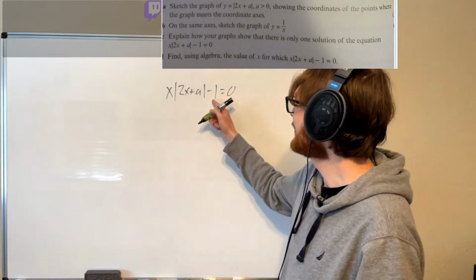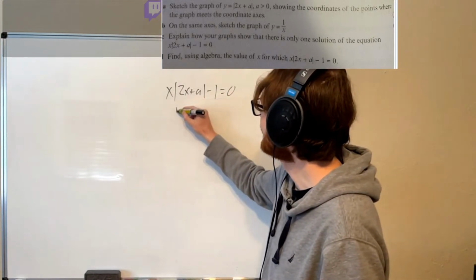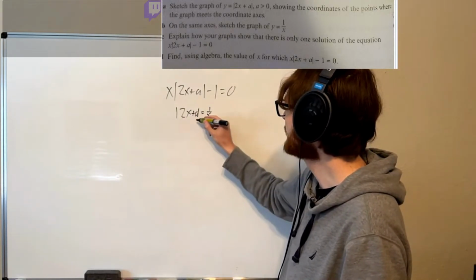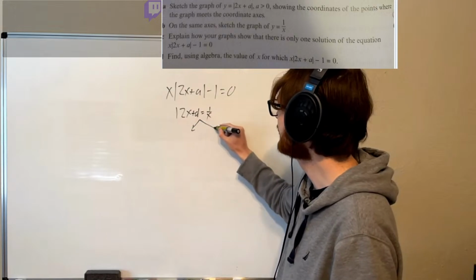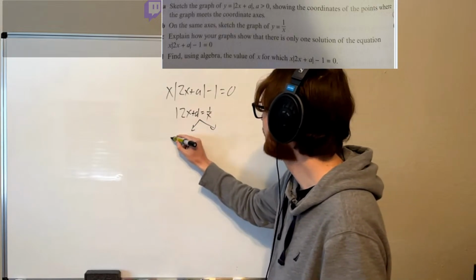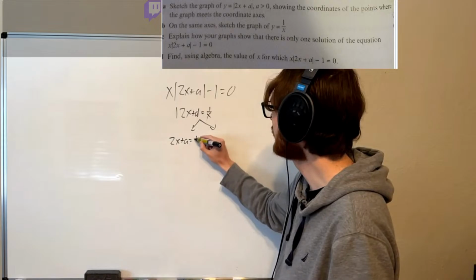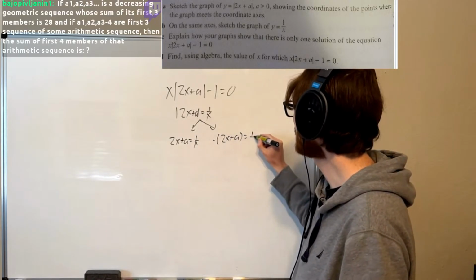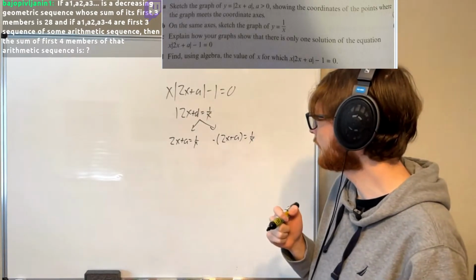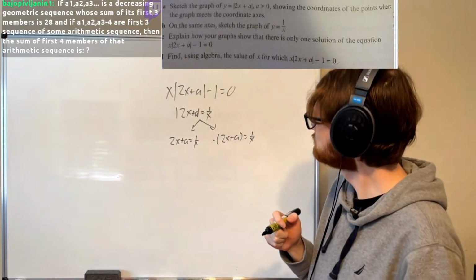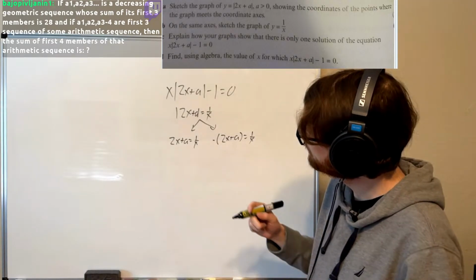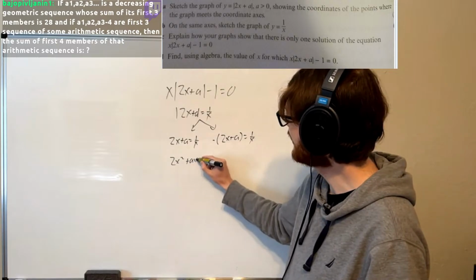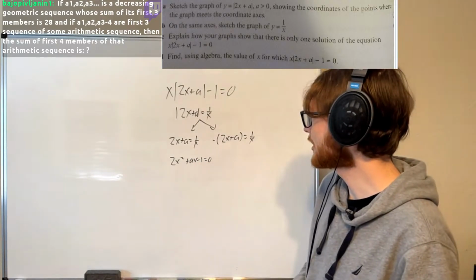Okay, so yeah, I would add 1 to each side and divide by x. You get 2x plus a equals 1 over x. And then from here, because of the absolute value, we have to split off the two separate problems. 2x plus a equals 1 over x, and minus 2x plus a equals 1 over x. And now we get two separate problems here. But wait, if we get 2x squared plus ax minus 1. Oh, never mind. Yeah, you have to use the quadratic on that.